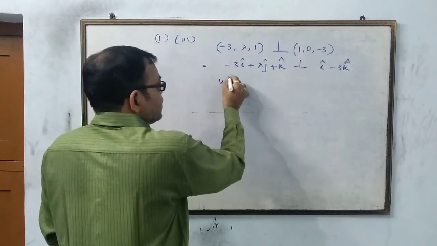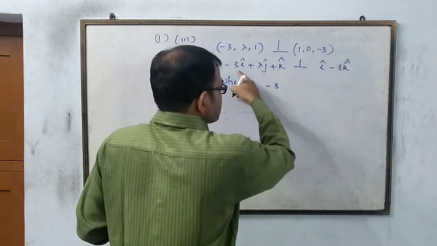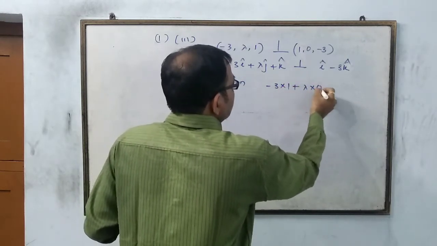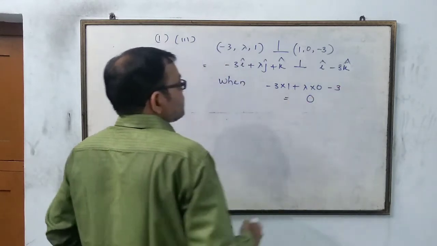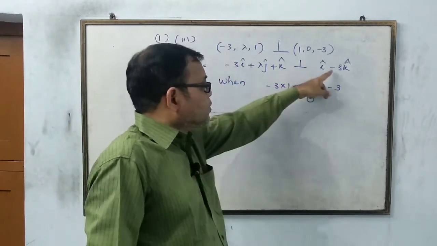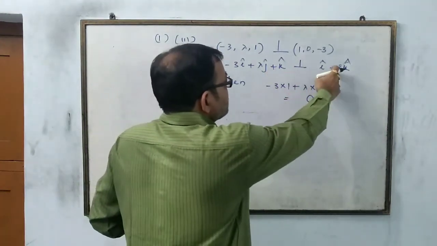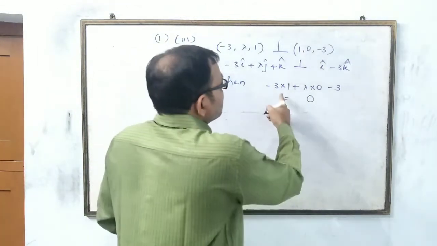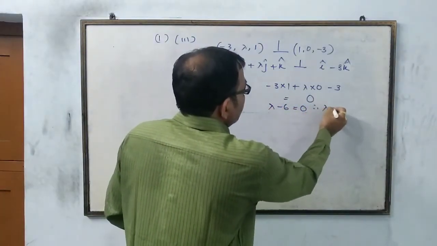These two vectors are perpendicular to each other when a dot b equals 0. So a dot b means minus 3 into 1, plus lambda into 0, because there is no j, plus k coefficient 1 into minus 3, which is minus 3. So lambda minus 6 is equal to 0, lambda equals 6.